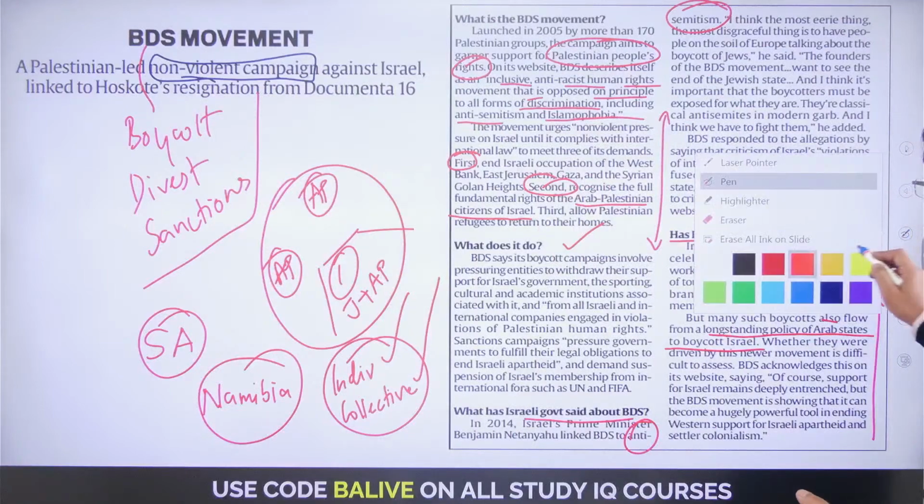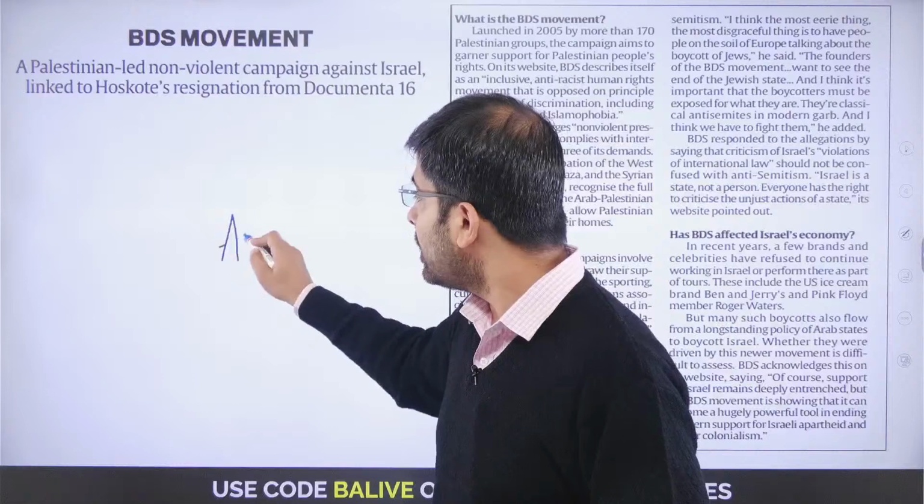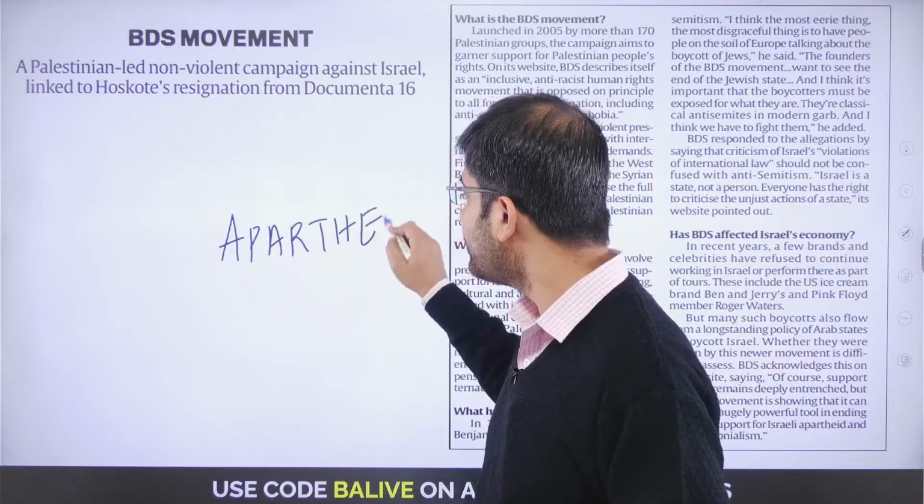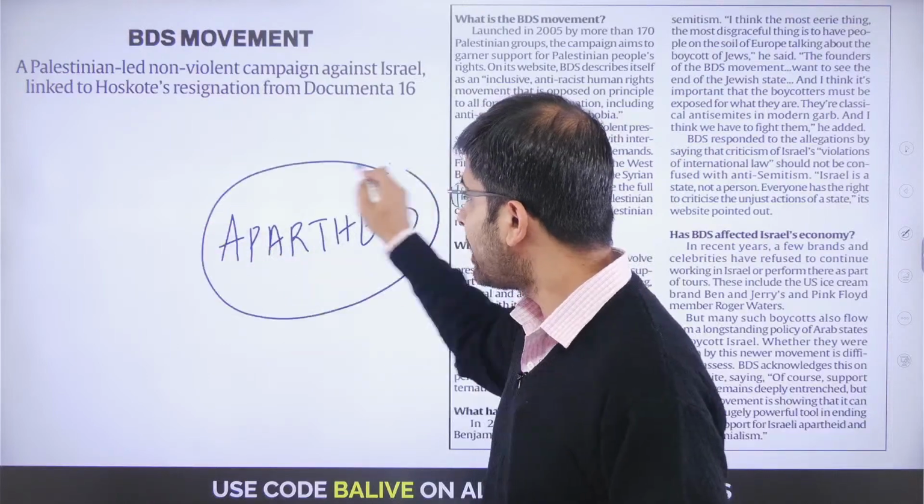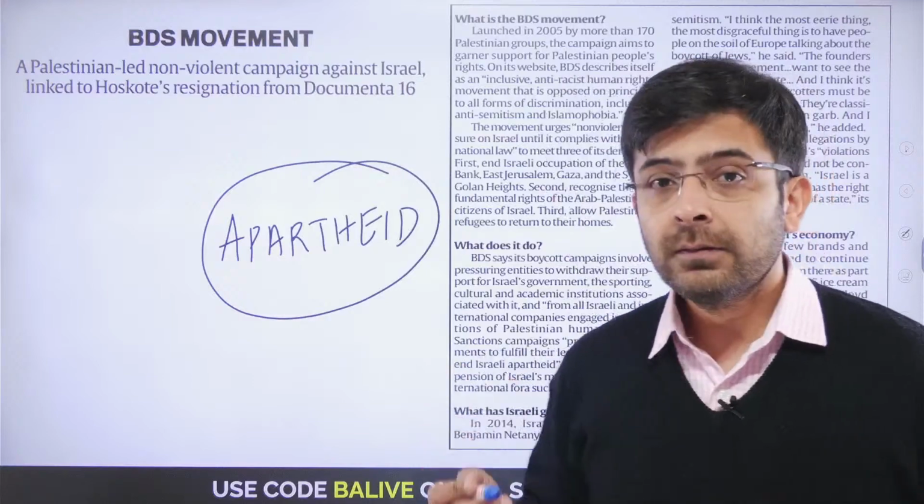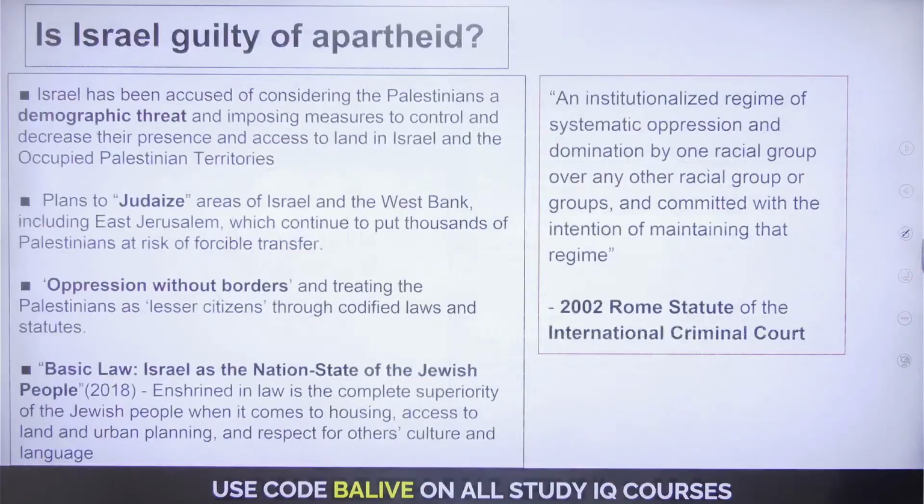But more importantly, from the exam perspective, you need to consider one thing. The entire accusation, the fundamental basis of the BDS movement, is that Israel commits apartheid. Now this is important for you to consider. Whether Israel commits apartheid, have an opinion on that. So let's look at both sides now, both facets of this discussion. Is Israel guilty of apartheid?